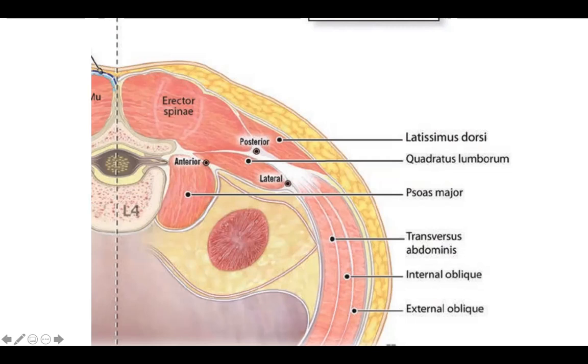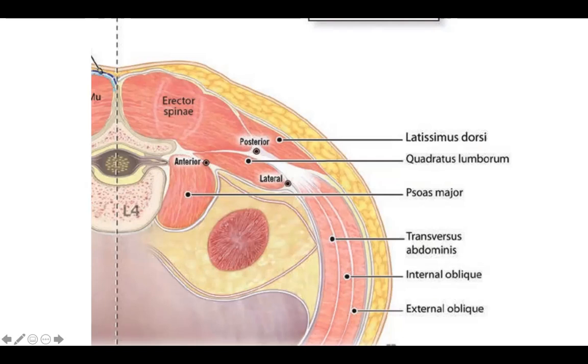Now we have to use a linear probe for QL1 and QL2 and a curvilinear probe for QL3. Another important thing is whenever we perform a QL block, it is always bilateral. If the surgery is laparoscopic surgery, we have to do a bilateral block. I have seen some of my residents say that the patient has undergone lap cholecystectomy, so we'll do a unilateral block for lap chole. I think that is not a good idea.